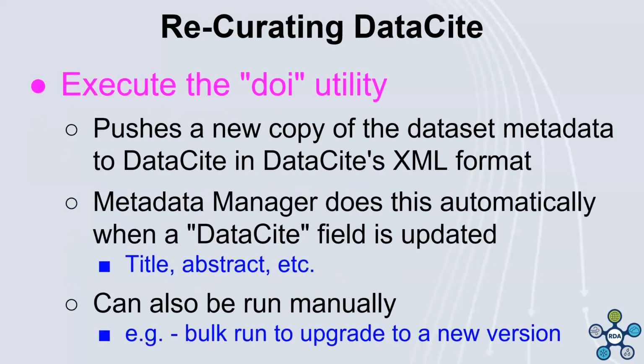So recurating DataCite metadata specifically requires executing this DOI utility. As I said, it pushes a new copy of the metadata up to DataCite in their XML format. The Metadata Manager tool will do that automatically if a DataCite field is updated. So something like the title or the abstract or the authors, those are marked as mapping into DataCite. So if a specialist changes anything in those fields, it will trigger a refresh of DataCite's metadata. And then we can also run the tool manually, say to do a bulk run to upgrade to a new version, for example.